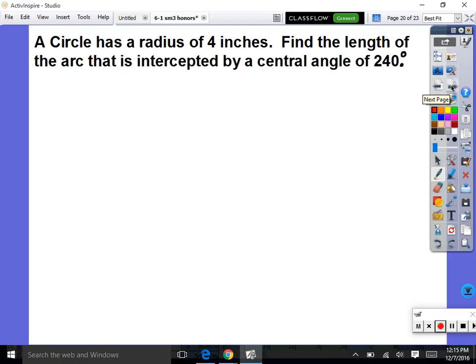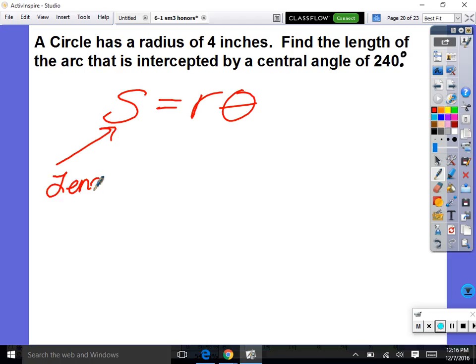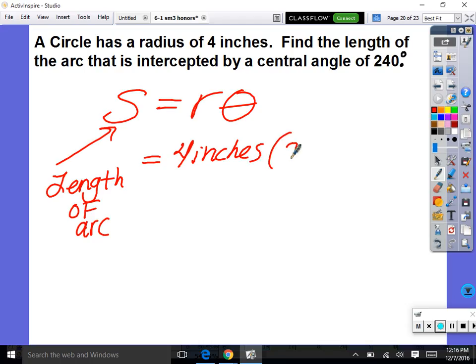So let's read this question. It says a circle has a radius of 4 inches. Find the length of the arc that is intersected by a central angle of 240 degrees. So we say to ourselves, okay, we want the physical distance of the arc. So S is equal to radius times theta. S is the length of the arc. I want actual distance. So our radius is 4 inches, correct? Our theta is 240 degrees.